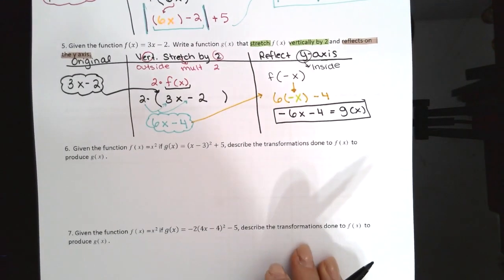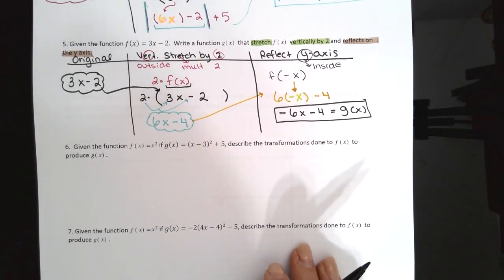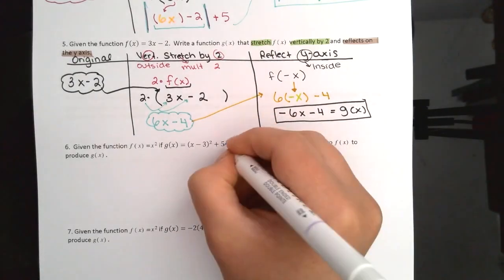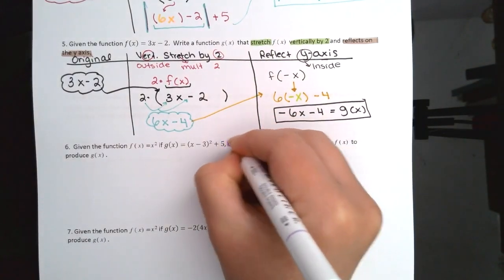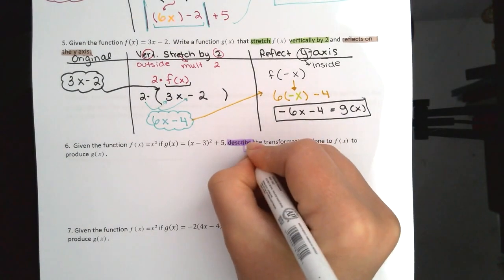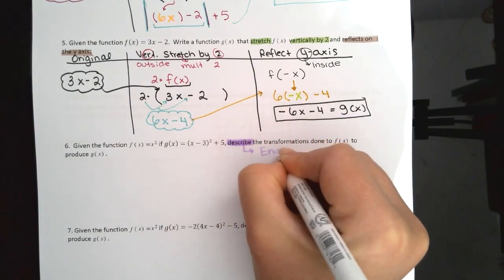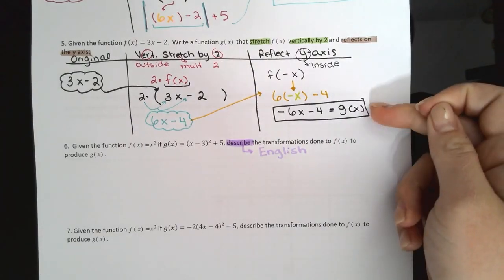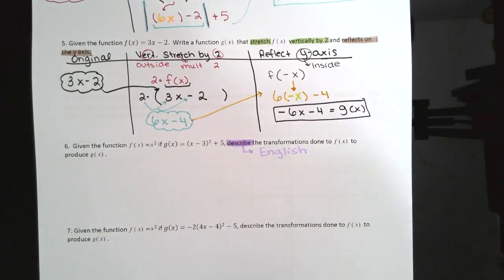Here we go. Question number 6. Given the function x squared, if g of x is equal to x minus 3, 2, describe. Alert. We have now completely shifted on what they are asking us to do. Anytime you see the word describe, this is English. I am asking you to tell me in English what the transformations happened. This I'm asking you to write math. This I'm asking you to write English.